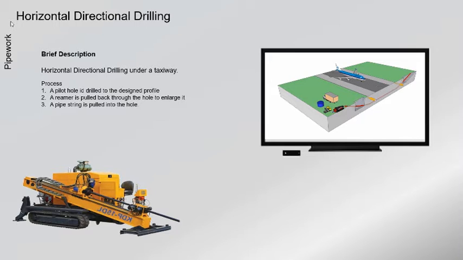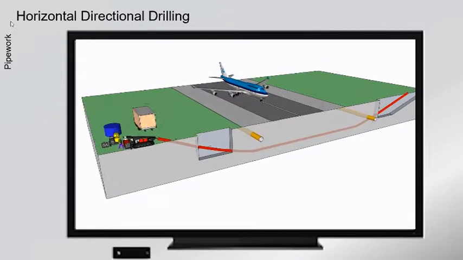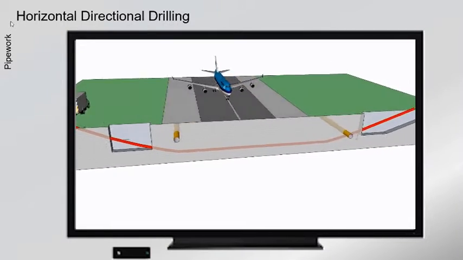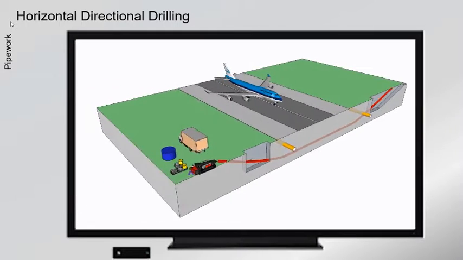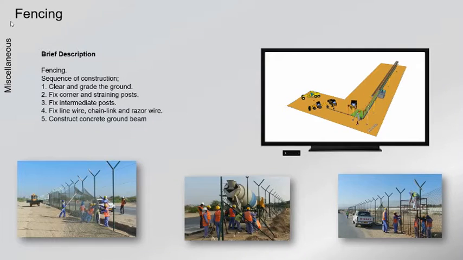Horizontal directional drilling is a trenchless method of installing underground pipe, duct, or cable using a surface-launched drilling rig, with minimal impact on the surrounding area. Fencing. Methods and plant and work sequence.